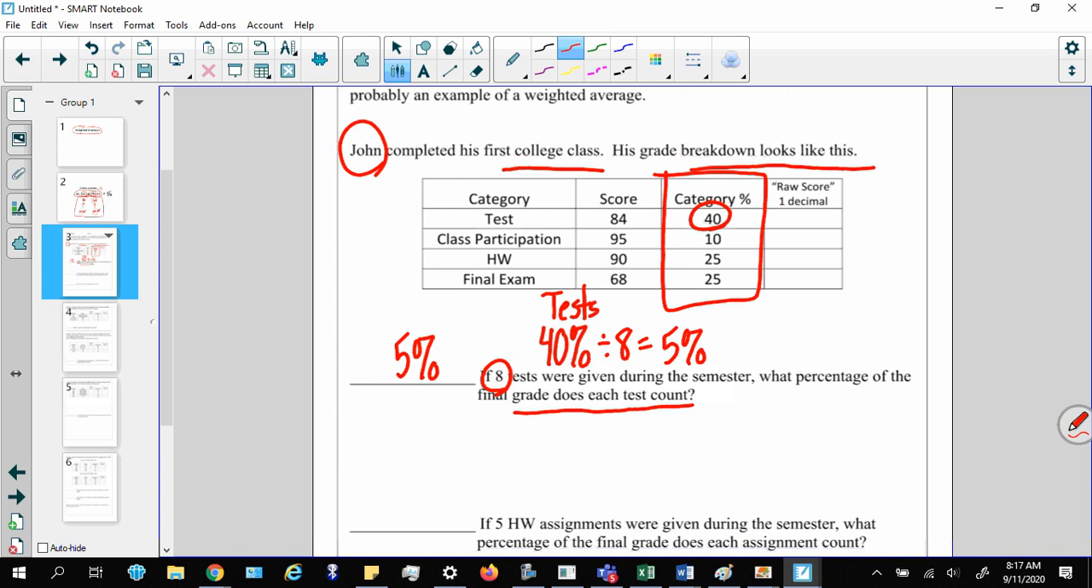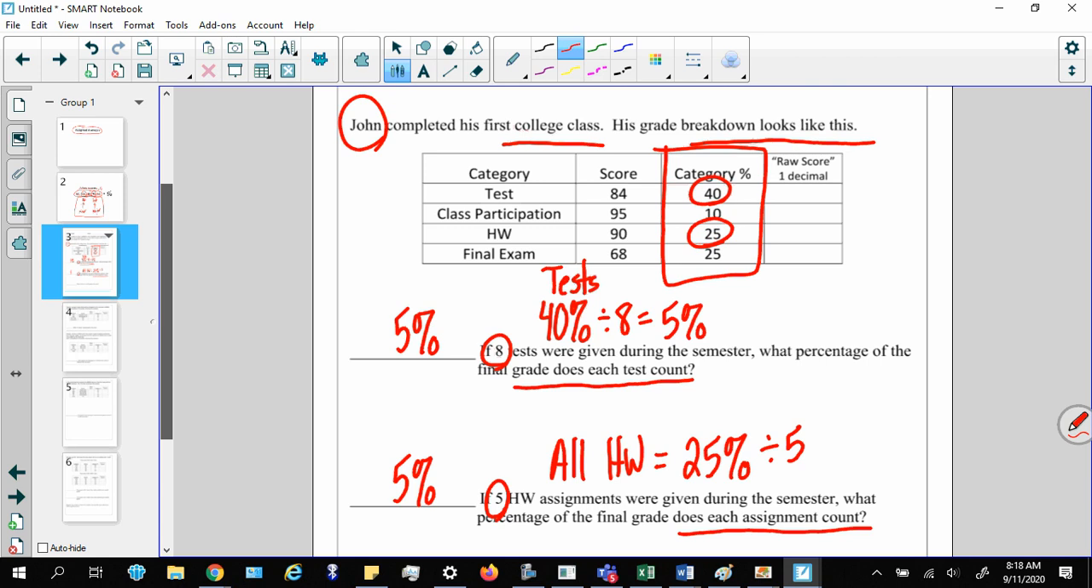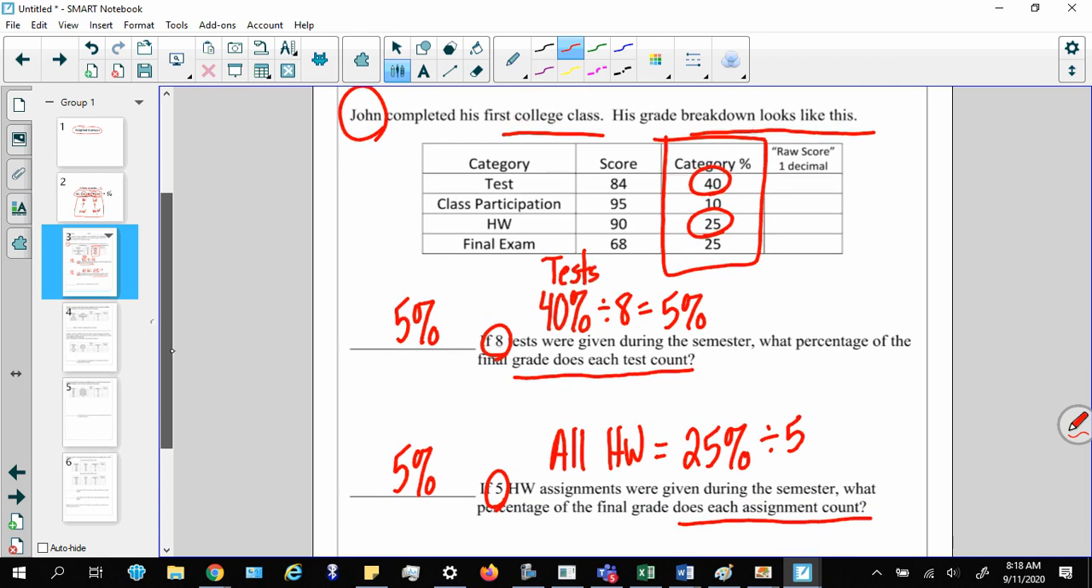Now, for the next one, it says if 5 homework assignments were given during the semester, what percentage of his final grade does each count? Again, looking at the homework percentage, all homework will equal 25%. If we're looking for what one homework assignment counts, and there were 5 of them, very simply, like the test, we take 25% divided by 5 assignments, and each assignment would be worth 5%.